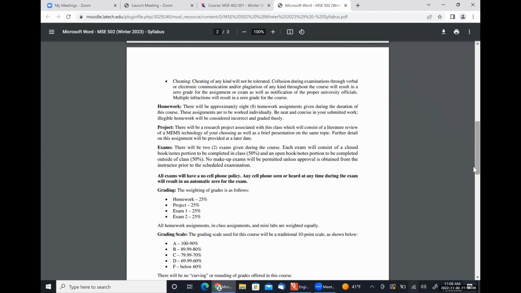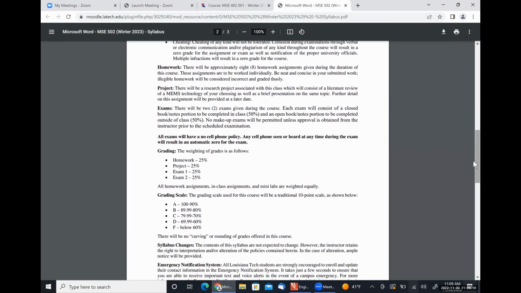Exams. There's going to be 2 exams given during this class. Those of you who have had me before are pretty familiar with the way that I typically do exams. So there's going to be an in-class portion that's worth half of your exam score, and a take-home or out-of-class portion that's worth the other half. No makeup exams will be permitted unless you let me know why you can't show up for the test and all that kind of stuff to begin with.